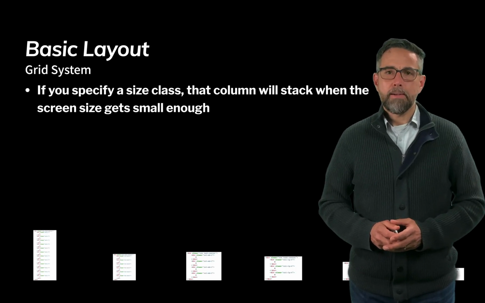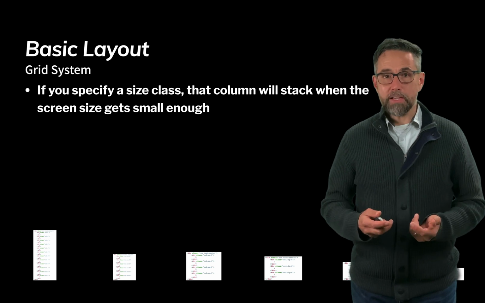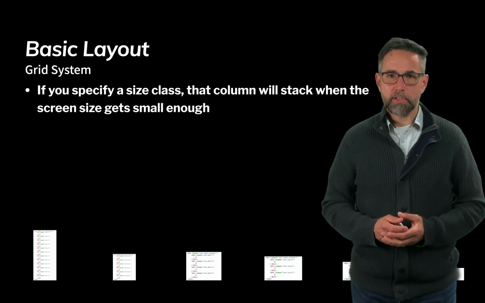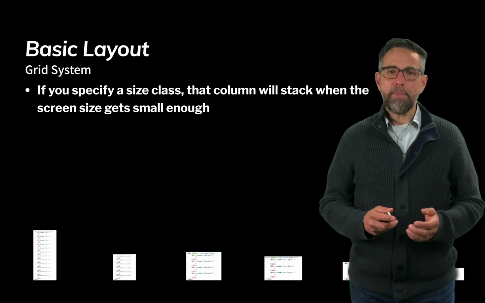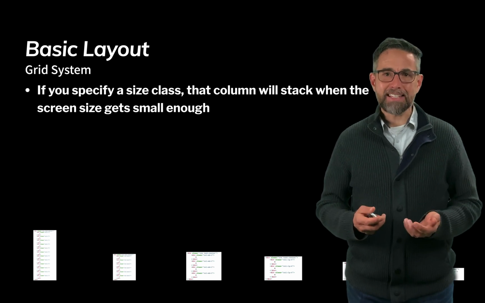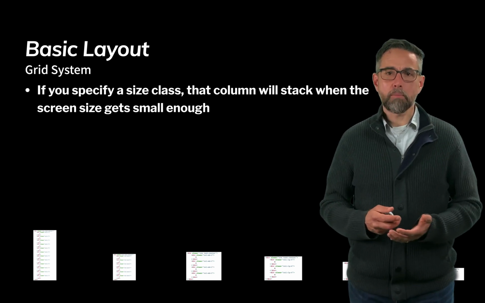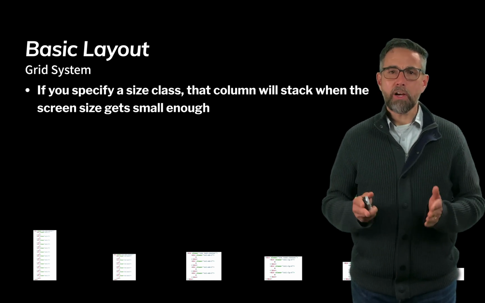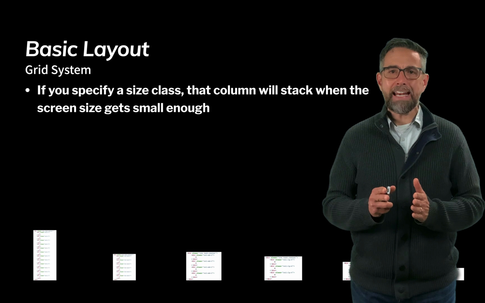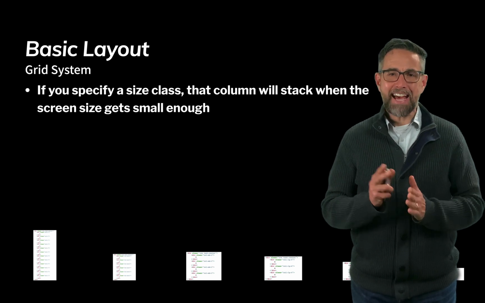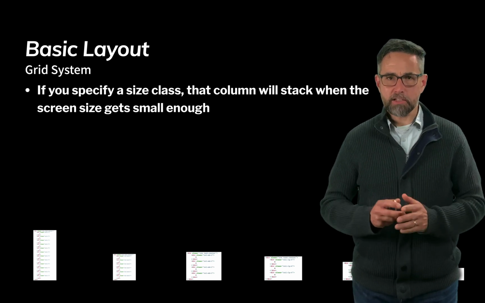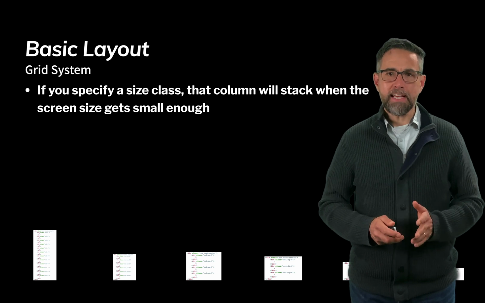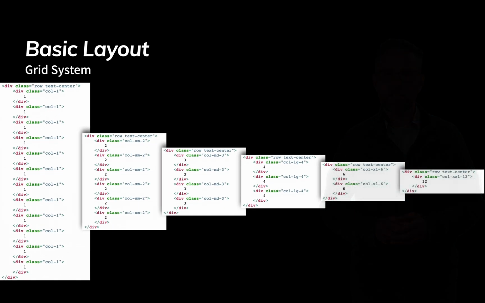All right. Now what we're going to do is add some breakpoints to those particular column sizes. And what these breakpoints are, are size classes that are appended to our column class. What it instructs the grid system to do is, when our screen gets too small, we're going to ask Bootstrap to stack those columns instead of showing them side by side. So let's take a look at what the different divs look like in this case.